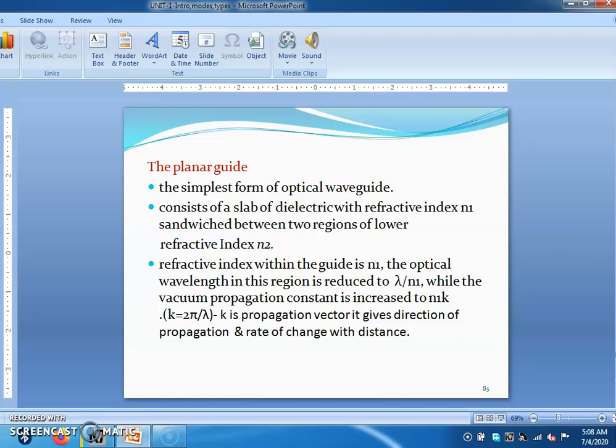So the wavelength in this region will be reduced to lambda by n1, but the vacuum propagation constant is increased to n1k. So we have scaled the vacuum propagation constant in terms of n1. What is k? k is a propagation vector. It gives the direction of the propagation and rate of change with distance. k is equal to 2 pi by lambda. It is also called the free space wave number.